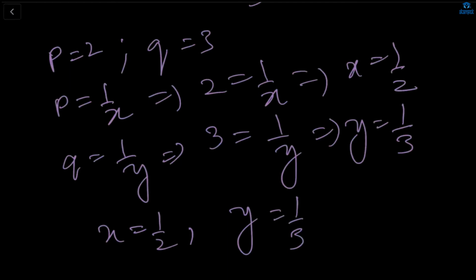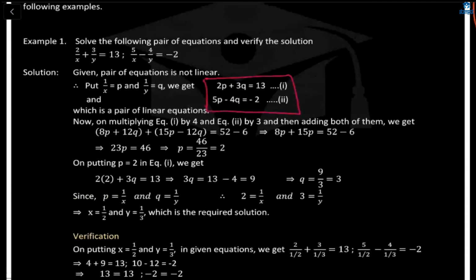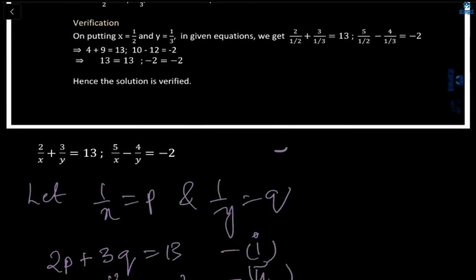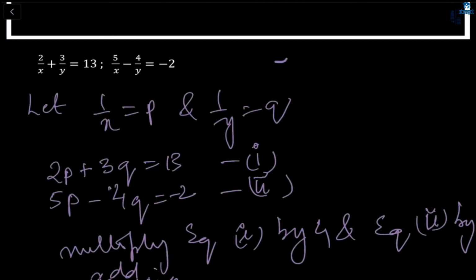Any doubt in this? So, ma'am, will you explain it again? Yeah, okay. Have you understood the question? In this question, you have to solve the equations. It's written here: solve the following pair of equations and verify the solution. Now you can see the equation is not in the proper format of a linear equation. It is not in the form of a1x plus b1y plus c1, a2x plus b2y plus c2.